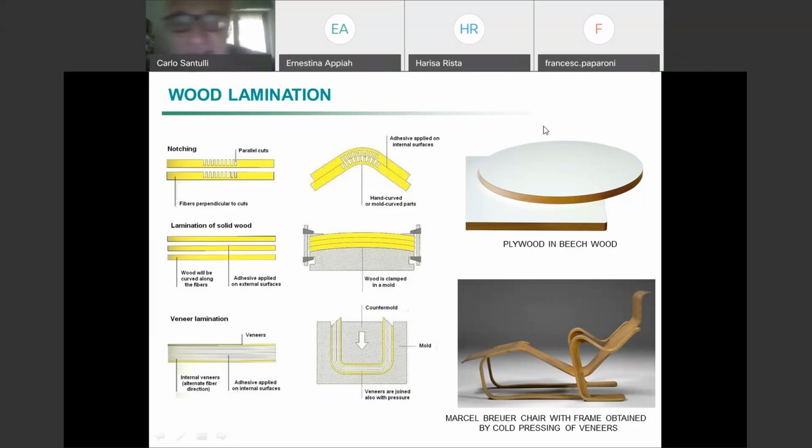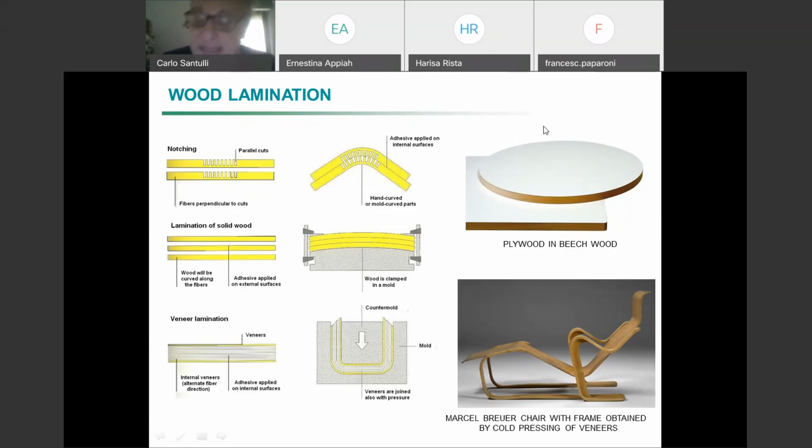Or you can have even a cold pressing like this chair, which was developed by Marcel Breuer, and you have seen thousands of imitations of that chair. It was in the 30s, around 1930, 35. And from that on, we had a number of imitations, because it is a clever way of curving wood without applying a high temperature.